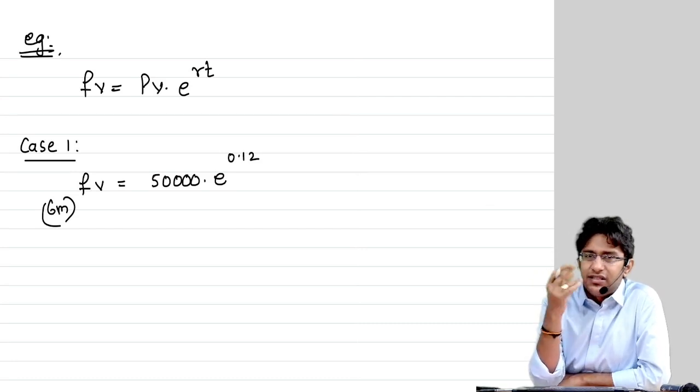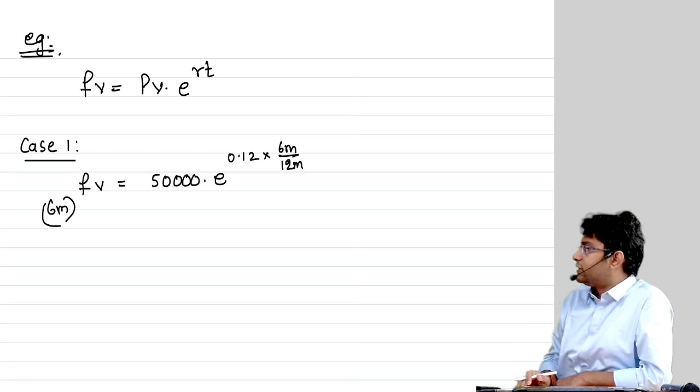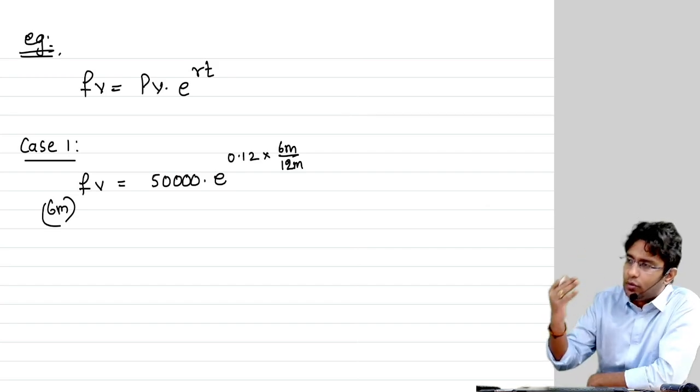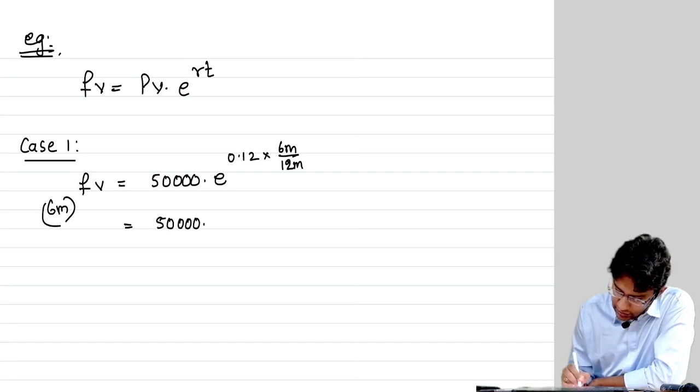0.5. Sir, 6 is easy, we worked out. If you ask 2, how can we say? That's why do 6 by 12. If you do 6 by 12, months gets converted into years. That will be 50,000 into e power 0.06.